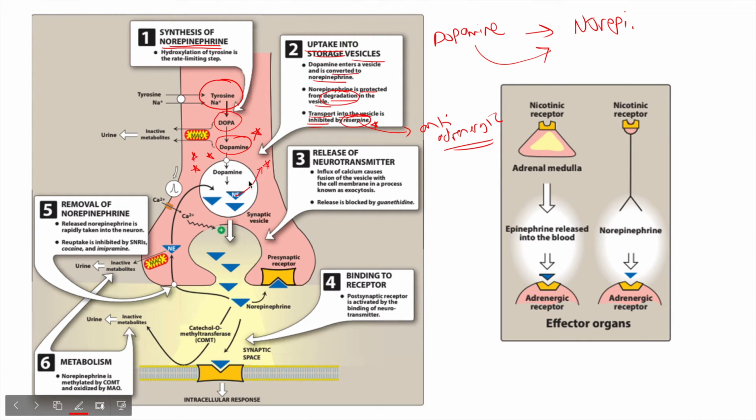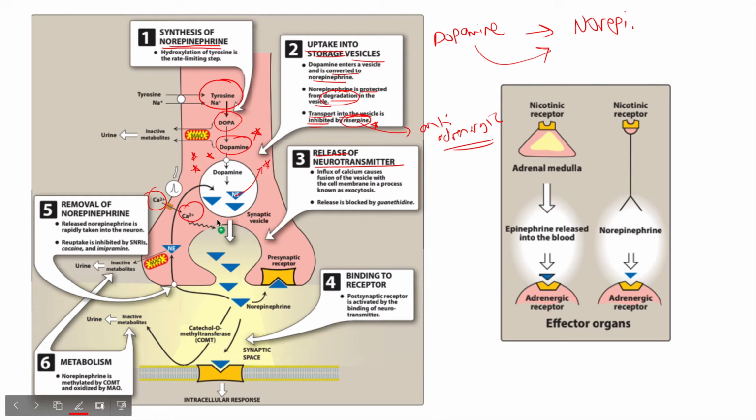Now, because it's in the vesicle, we know it's safe. Afterwards, it needs to be released from the vesicle in order to be used. So step 3 is release of neurotransmitter. The only way that can happen is by a positive energy. By positive, we need calcium.